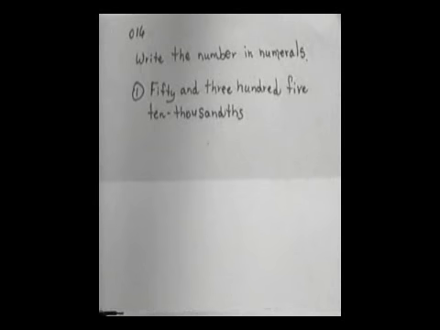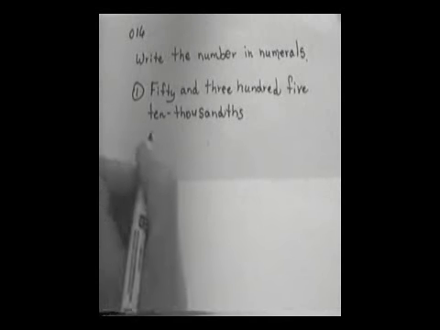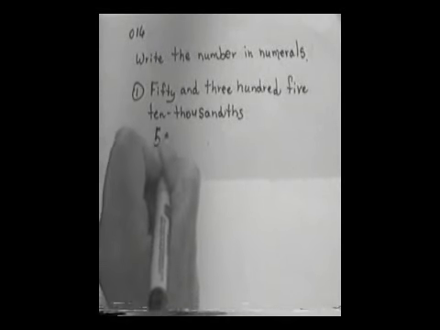Now let's go the other direction. Let's write the number in numerals. So the word name is 50 and 305 10 thousandths. So the first thing I want to do is to see what my whole number is. Well, my whole number has to come before the word and. So my whole number has to be 50. So I write down 50.